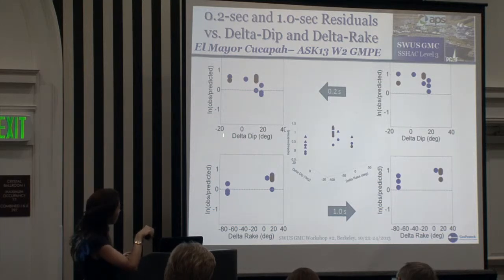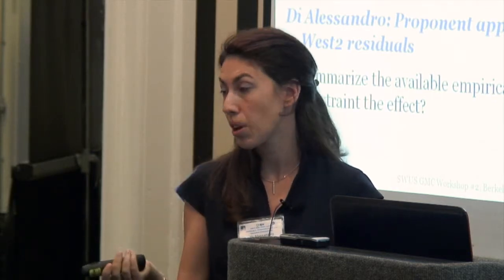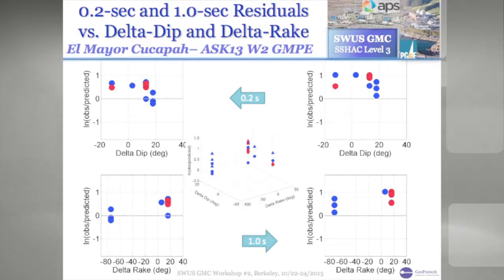This column would be for 0.2 seconds, and this would be for 1 second. So pretty much this is what comes out when we break this 3D plot into 2D. That is just another way of visualizing our residuals and how they distribute.